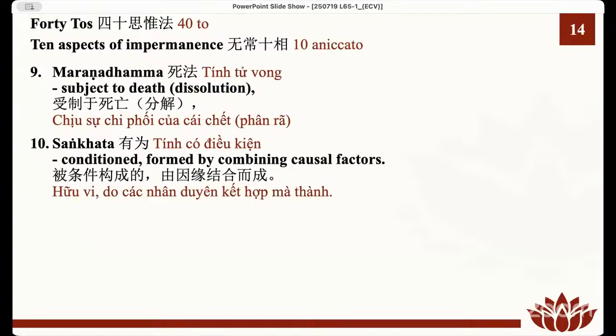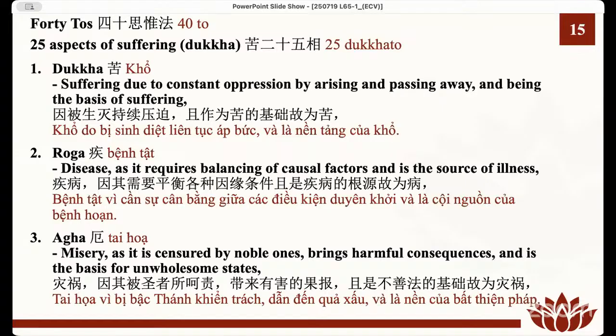Okay, now we will continue talking about dukkha. There are 25 aspects of suffering, dukkha. So here we have dukkha, suffering due to constant oppression by rising and passing away, and being the basis of suffering. So that means they arise and vanish. This is also annoying us, we can say, right?